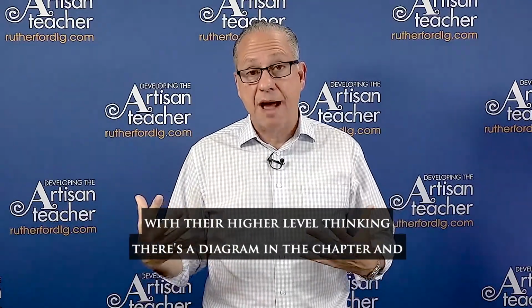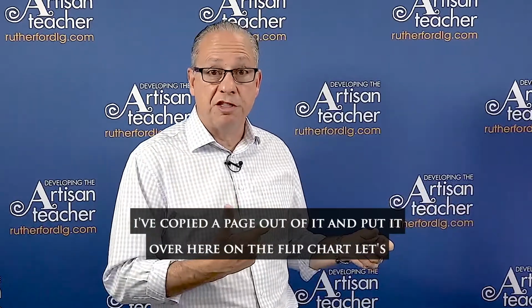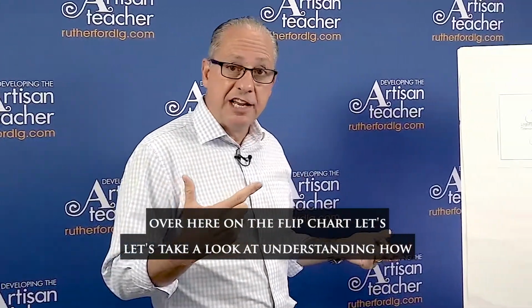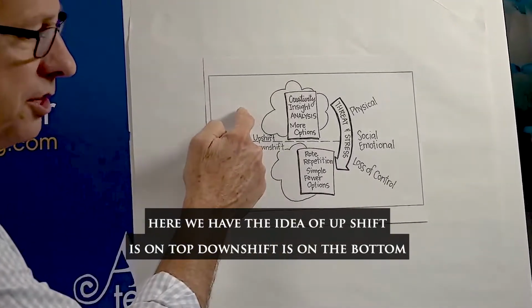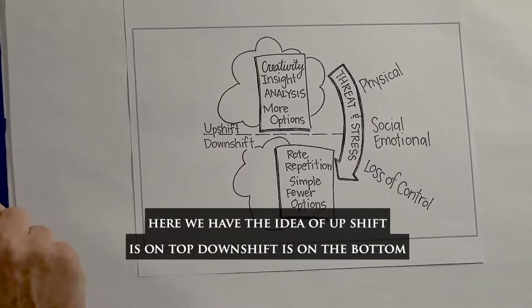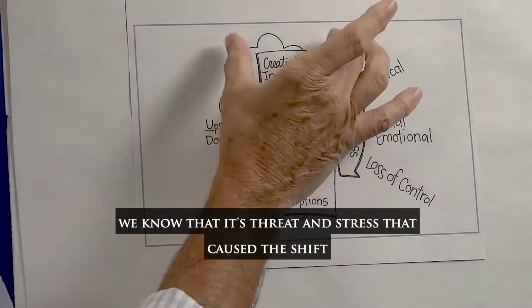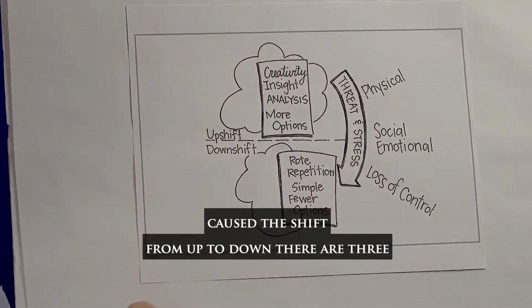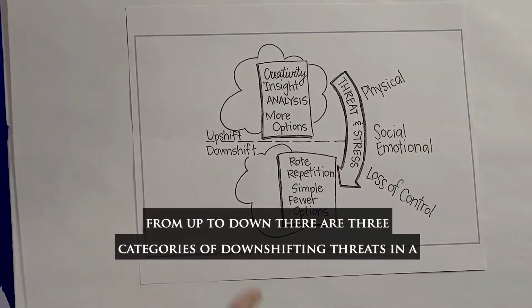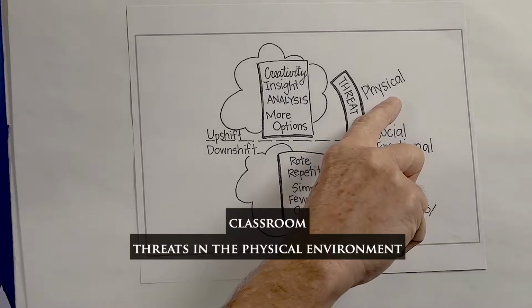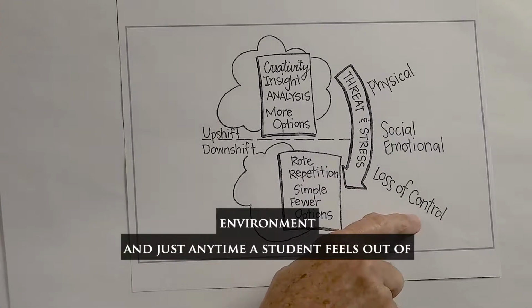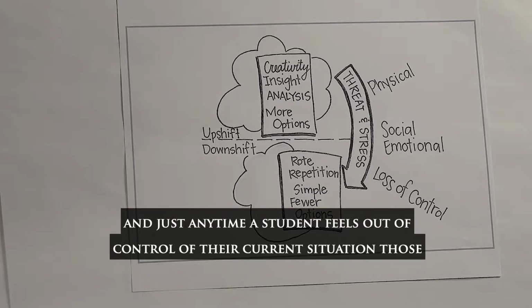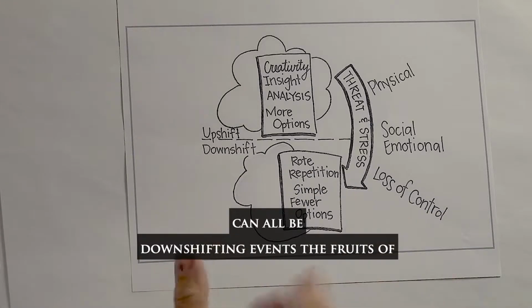There's a diagram in the chapter, and I've copied a page out of it and put it over here on the flip chart. Let's take a look at understanding how classroom neural downshifting works. So here we have the idea of upshift on top, downshift on the bottom. We know that it's threat and stress that cause the shift from up to down. There are three categories of downshifting threats in a classroom: threats in the physical environment, threats in the social-emotional environment, and just anytime a student feels out of control of their current situation. Those can all be downshifting events.